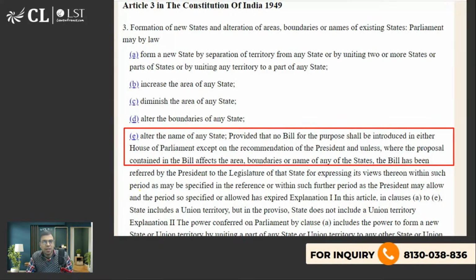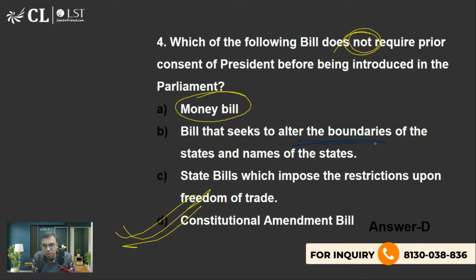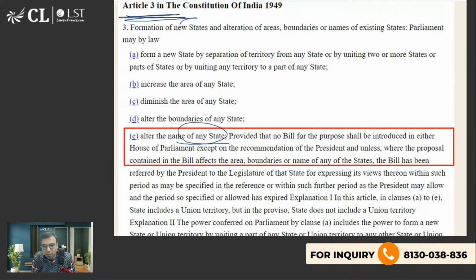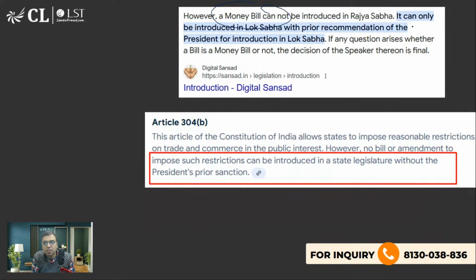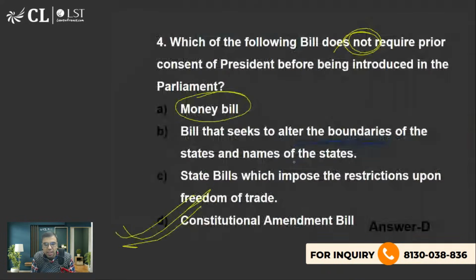Okay, let me show. Article 3 talks about changing the boundaries, right. Article 3 talks about option B. No bill for the purpose shall be introduced except on the recommendation of the president, right. Similarly, a money bill also cannot be introduced in Assembly. It can only be introduced in Lok Sabha, and it needs prior permission from the president. Similarly, 304 clause B, related to imposing reasonable restriction on trade and commerce, right. For that you need the president's prior approval. This is also written, this one, option C, 304.